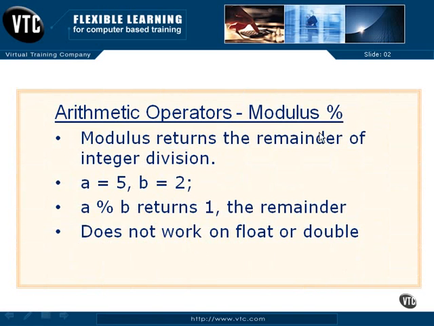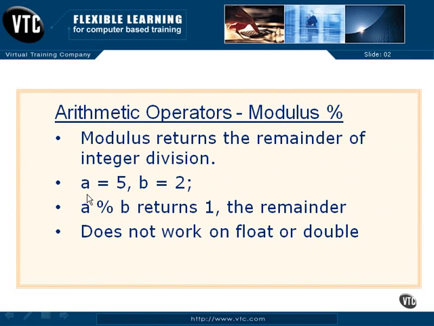Now here's the modulus, or percent sign. It's the character that we use for that. Modulus returns the remainder of integer division. So let's say that we have an integer a with the value 5, and an integer b with the value of 2. If you do a modulo b, that will return the value 1, which is the remainder. 2 will go into 5 twice, with 1 left over. So that's what the modulo gives you.